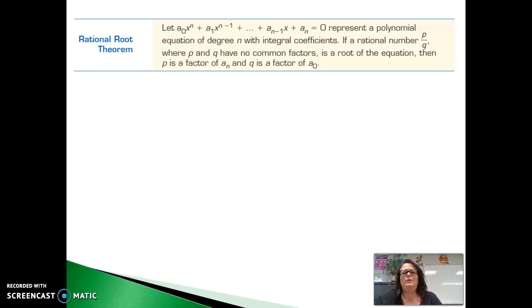It's saying if that's a polynomial equation of n degree, meaning n is the highest exponent, with integral coefficients. So anytime you see the word integral, think integer. So it's saying no fractions, no decimals. That if a rational number p over q, where p and q have no common factors, is a root of the equation, then p is a factor of the last constant term, and q is a factor of the first coefficient.